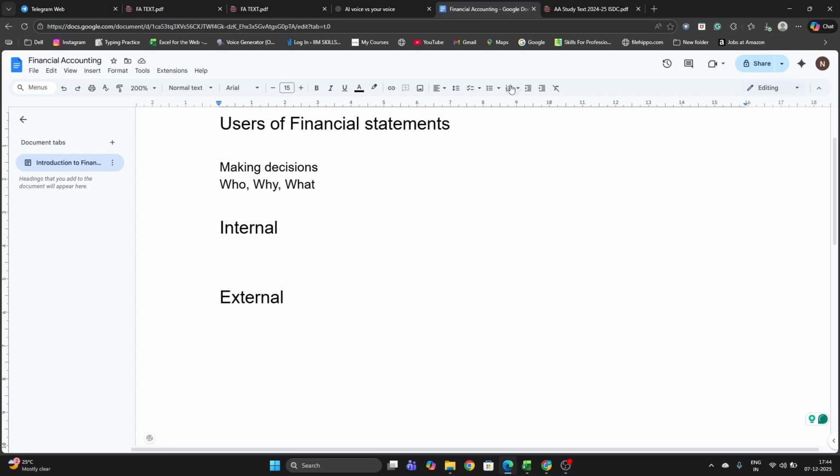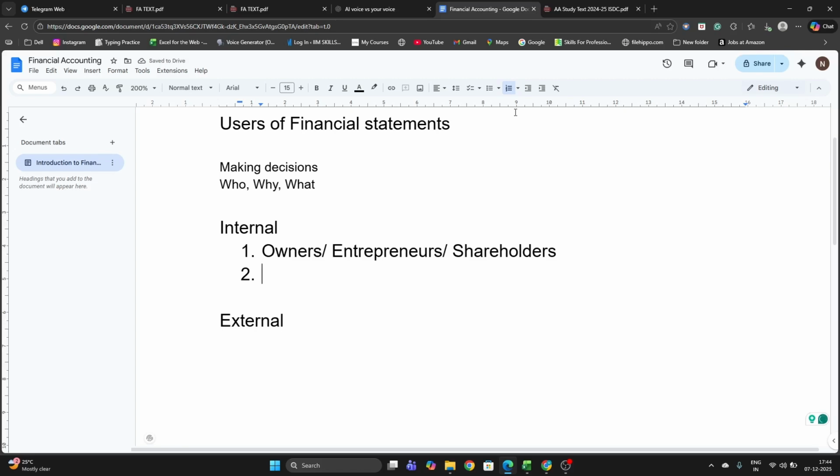So the first category would be owners, entrepreneurs, and shareholders. So these people, owners, want to know whether the business is profitable, whether it is growing, and whether their investment is safe. Financial statements help them understand profit, cash flow, assets, and liabilities.